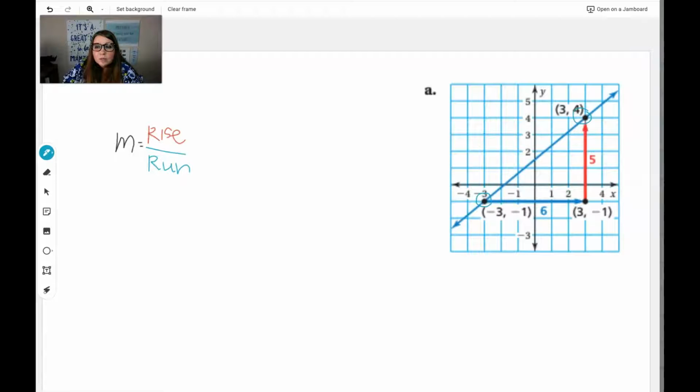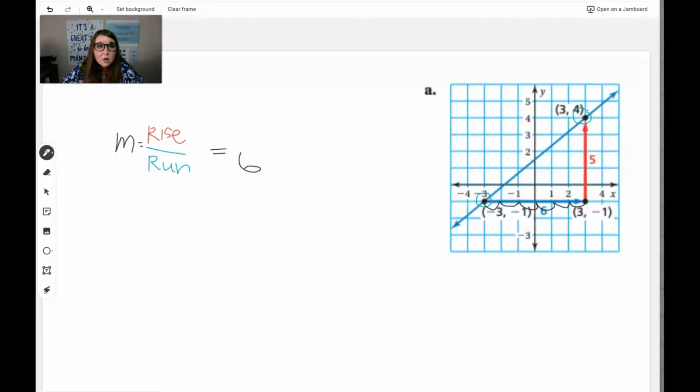So first we're going to look at the run. Because when you run on the ground or run on the x-axis. So how many places did I have to run? Well, I had to run 1 line, 2 lines, 3, 4, 5, 6. So I had to run 6 places over.